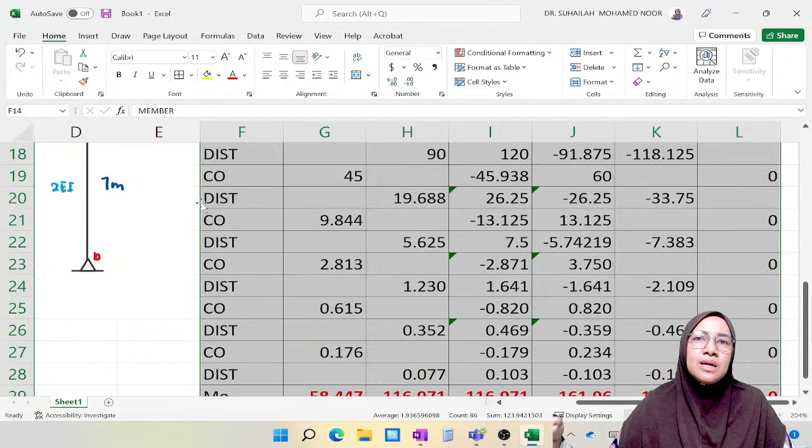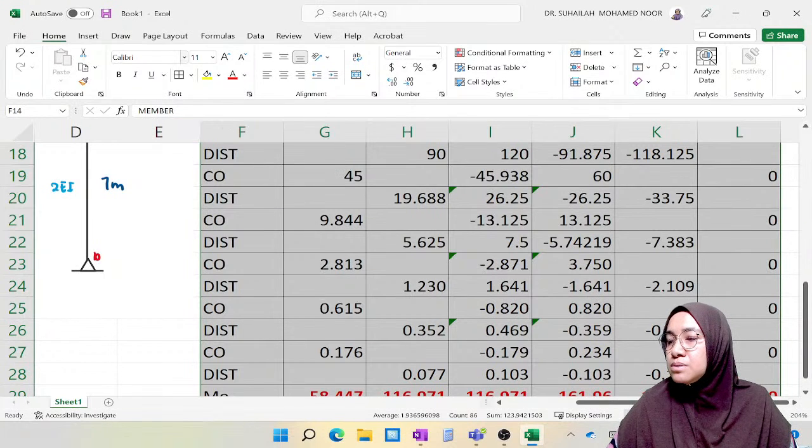If with settlement, we have to add additional FEM which comes from settlement, because settlement is always known. Settlement is given in the question, so we can have one table to analyze a beam with settlement. We can do it separately, or together in one table. But we cannot do that for a frame. Frame with side sway, we must have two tables.